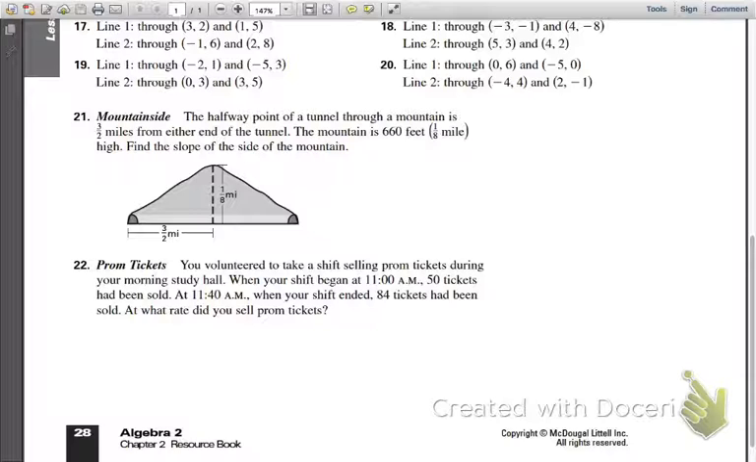So how much did the mountain rise to get to the top? How high is it? 1/8. Let's keep it in miles, because it's going to be a lot easier, because the other value is in miles. So 1/8 of a mile. What is the run, or how is it going left and right? How much to get to the center?